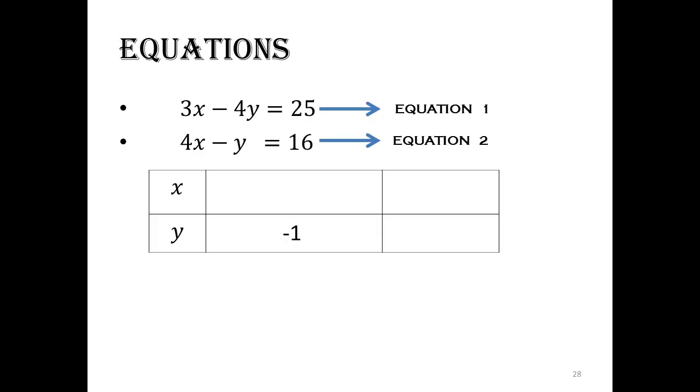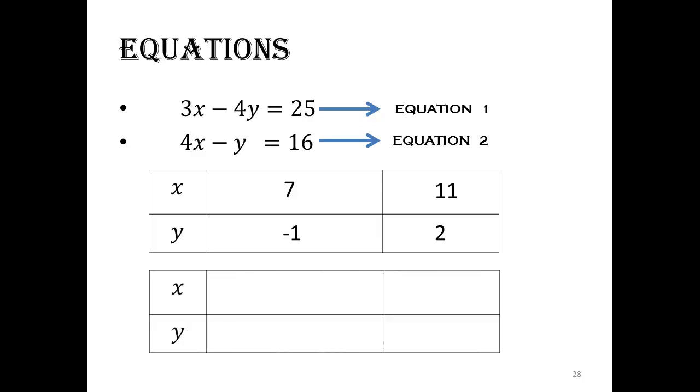Let me try y is equal to minus 1. After solving equation 1 by putting y is minus 1, this will give me x is 7. That's great. These are the whole numbers. In the same way, I will put y is 2, this will give me x is 11. And in the same pattern, I will find and draw the table of values for equation 2.